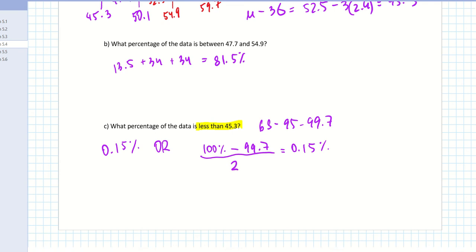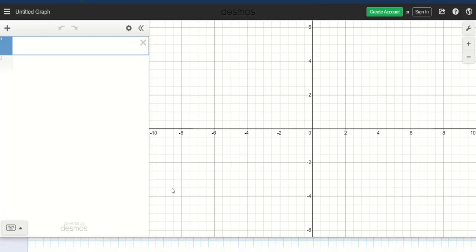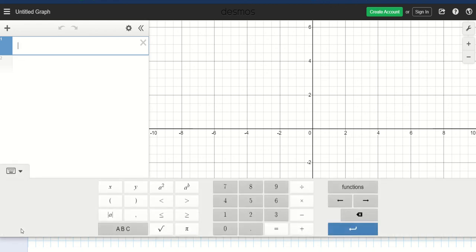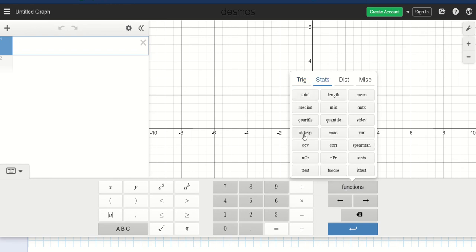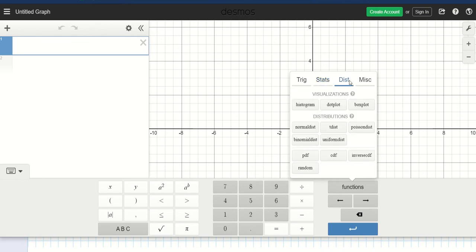Now I do want to show you how to do this using Desmos, because Desmos has really powerful tools for this. So if you go to the web page, Desmos graphing calculator, or if you get the app for it, either one works fine. So here I am at desmos.com/calculator, and if I click on show keyboard and then go to functions. Before, in the previous section, we used standard deviation, this one right here. Now we're going to go to distribution, so dist, and I'm going to click on the normal distribution.